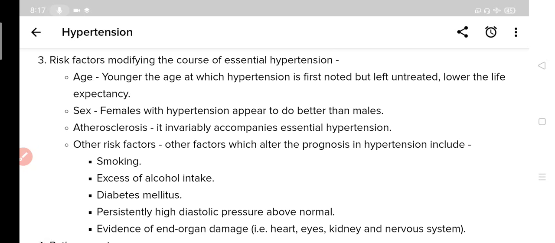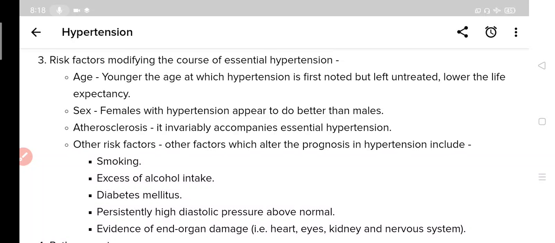This means that if we take the example of two persons, first one is 20 years old and second one is 30 years old, and both are diagnosed with hypertension, and both are not treated, just diagnosed. The person who is 20 years old will have lesser life expectancy because he is diagnosed with hypertension earlier. So this is the age factor modifying the course of essential hypertension. Second one is sex or gender, that is, females with hypertension appear to do better than males. That means all other things equal, if a male and female have hypertension, then the male will be affected more. His prognosis will be worse than the female.